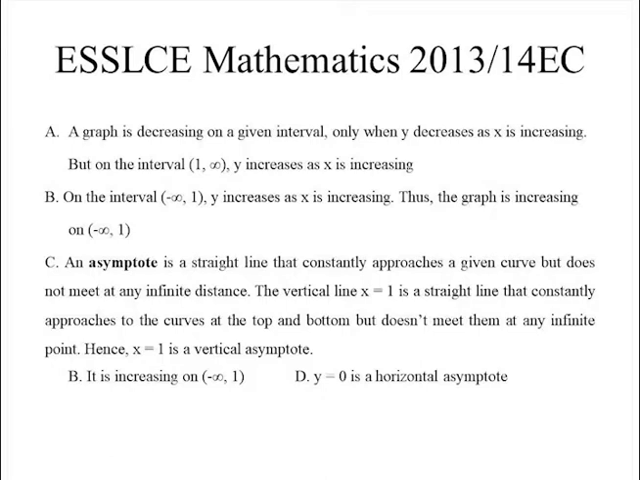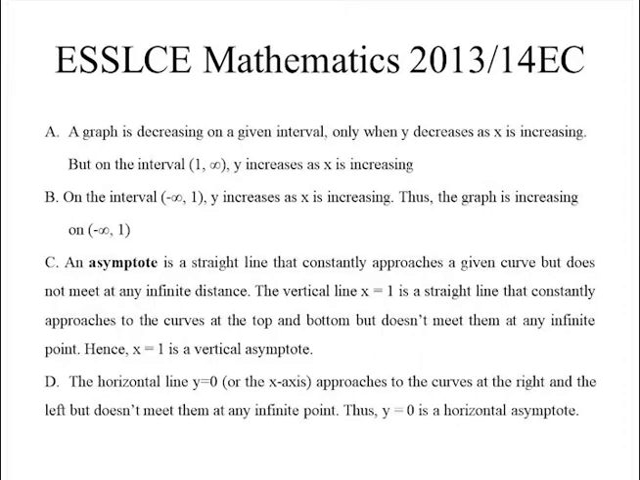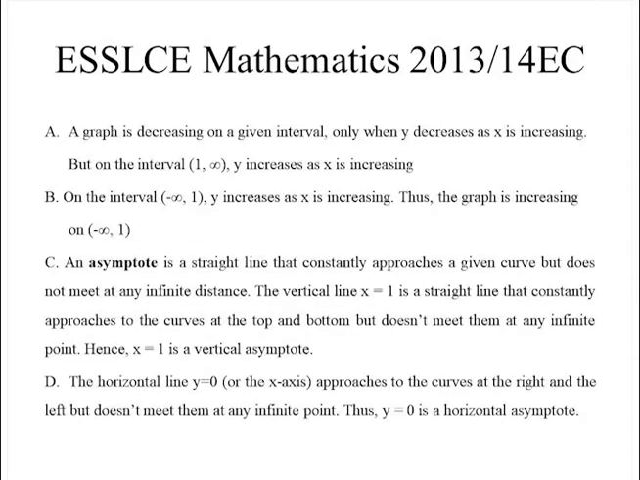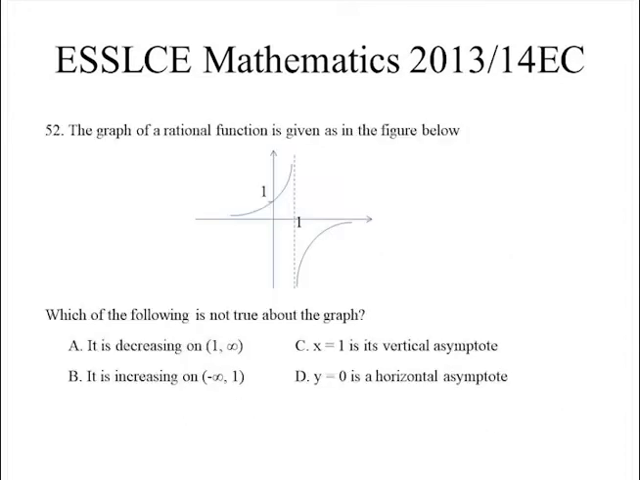Choice D. y is equal to 0 is a horizontal asymptote. The horizontal line y is equal to 0, or the x-axis, approaches the curve at the right and the left but doesn't meet them at any infinite distance or at any infinite point. Thus, y is equal to 0 is a horizontal asymptote. So choice A is the right alternative.